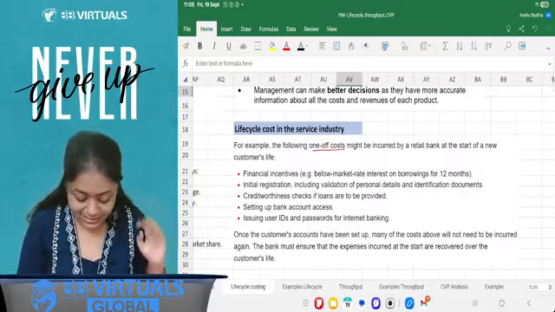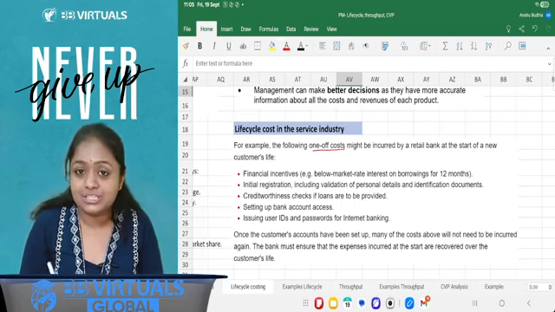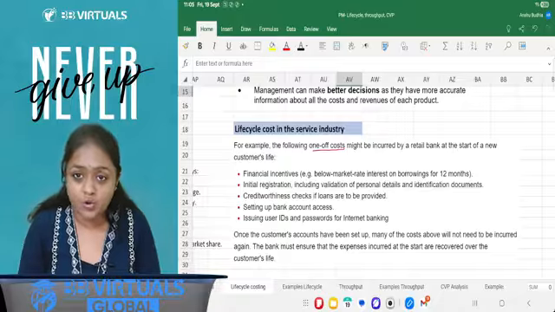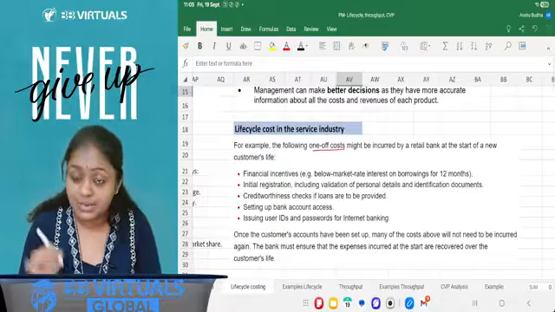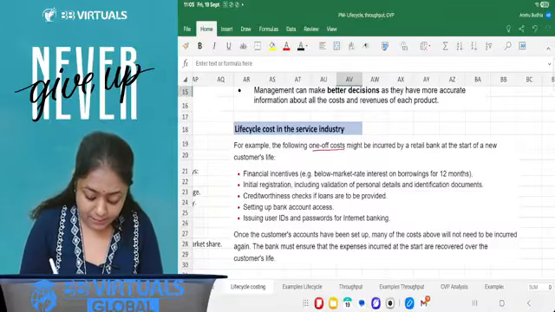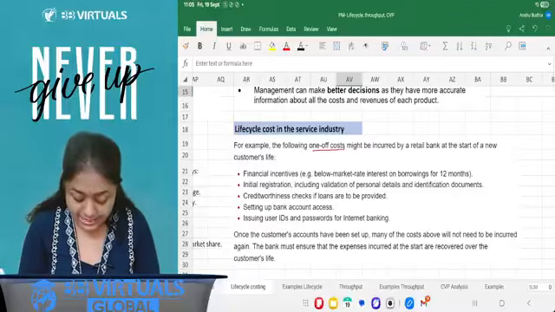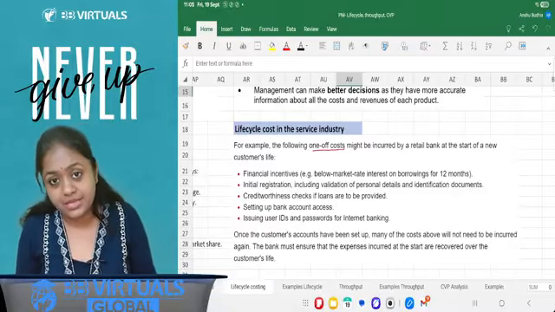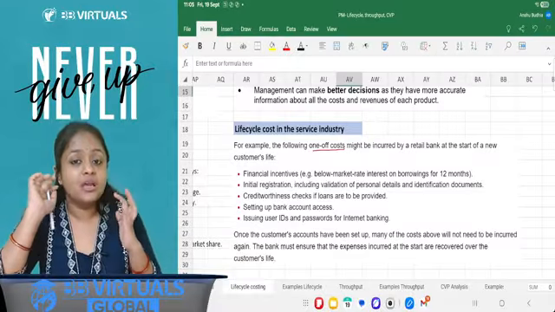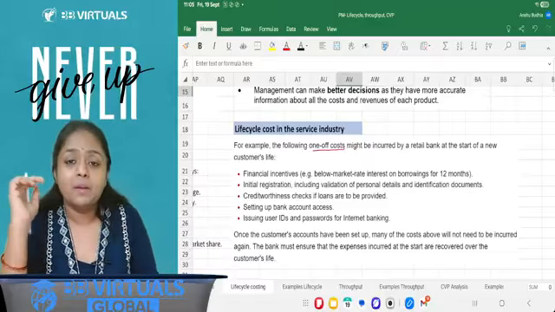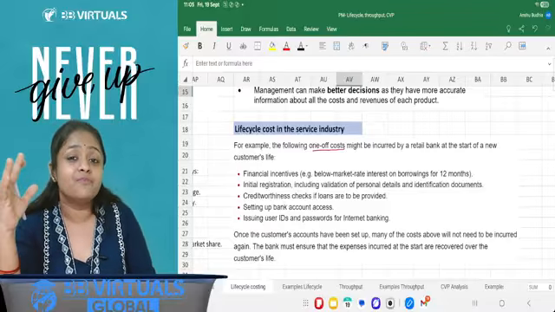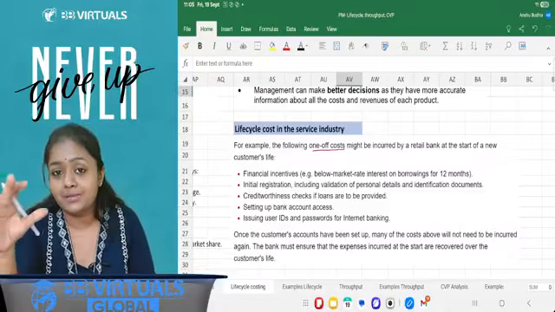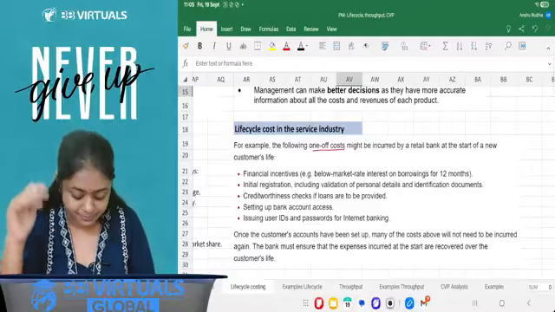It is the benefit that they are giving you. Credit worthiness checks. So we all have the CIBIL scores, right? That are checked by the banks to see whether the loans can be provided or not. Setting up the bank account access, issuing the IDs and the passwords, everything is done by the bank and they do it free of cost for you, right? But at the end of the day, they are incurring charges and which are heavy. So these are the one-time expenses that they do incur, right?